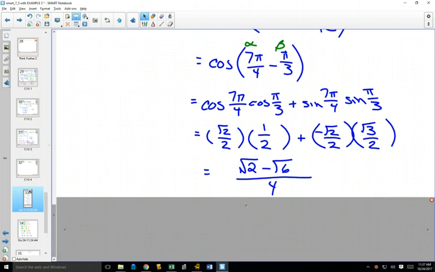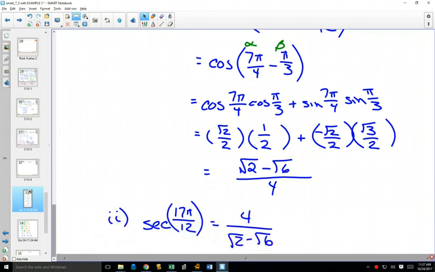It used to be, there was probably a stretch of, I'm going to say 8 years where every provincial final exam had a pi over 12 question on it. The last 3 or 4 years it's been on and off. But it used to be you always have a pi over 12 question on your exam. And sometimes they would have a part B that would say, what is secant of 17 pi over 12? Well, if you know that cos of 17 pi over 12 was root 2 minus root 6 over 4, then secant is just the reciprocal, so you just take that fraction and flip it.